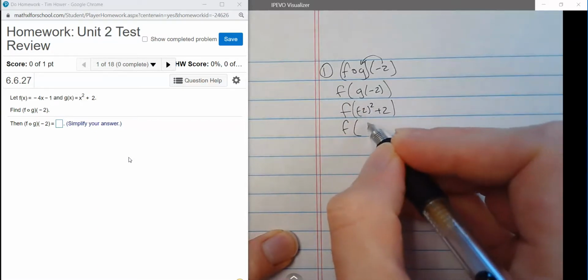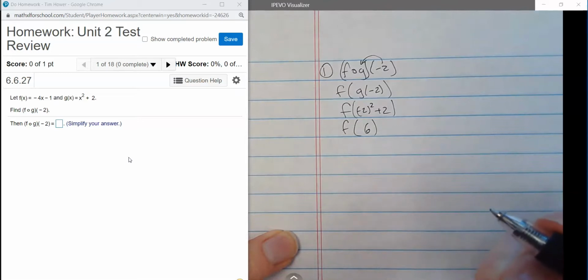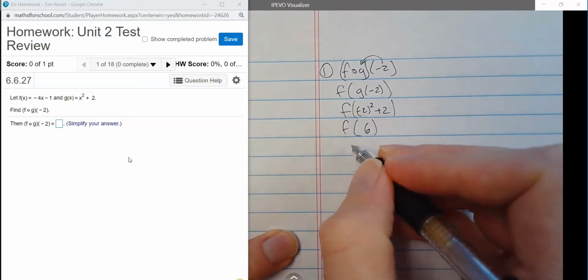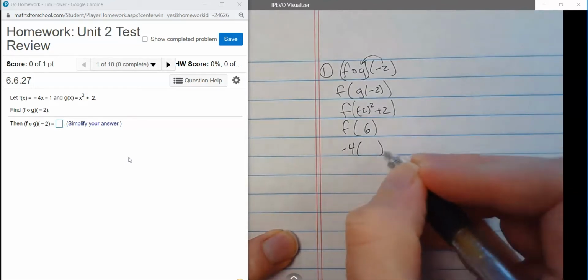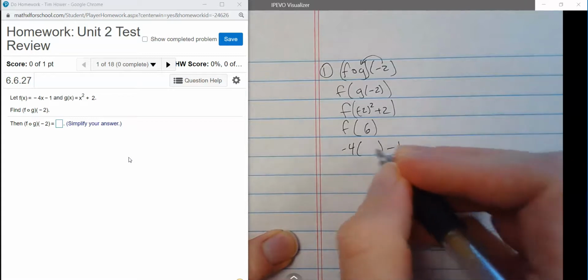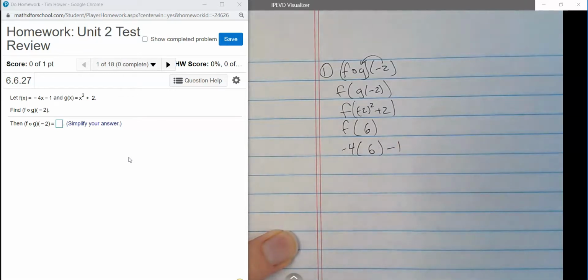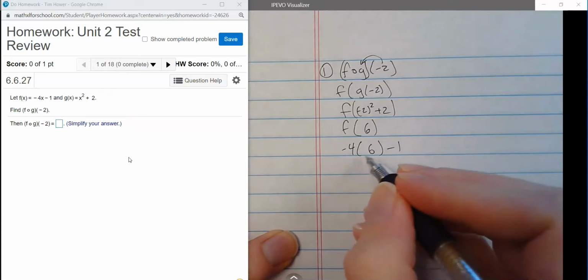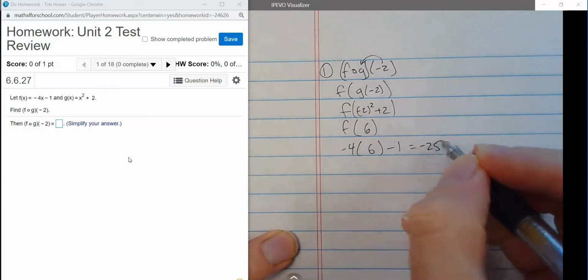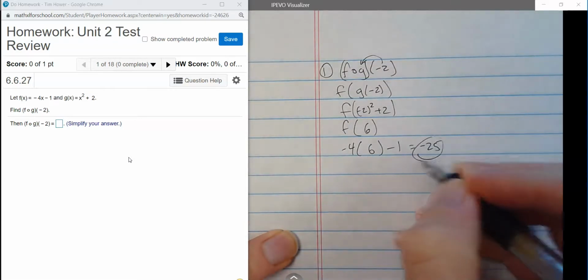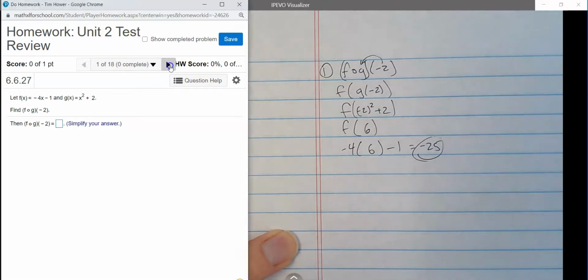So this would be 4 plus 2 is 6. So I'm doing f of 6, which the function f is -4 times whatever x value you have minus 1. In this case, it's going to be 6. So it would be -24 minus 1 would be -25. Okay, so that would be the answer for that one.